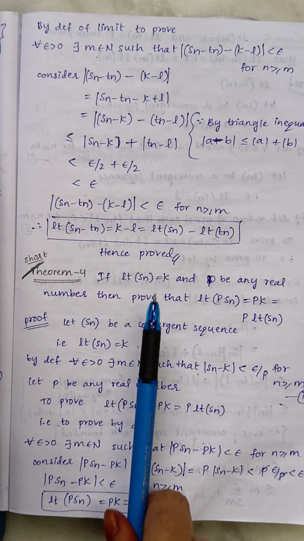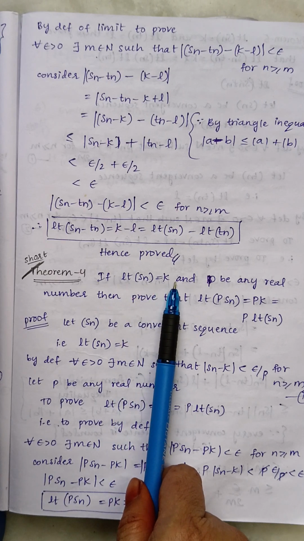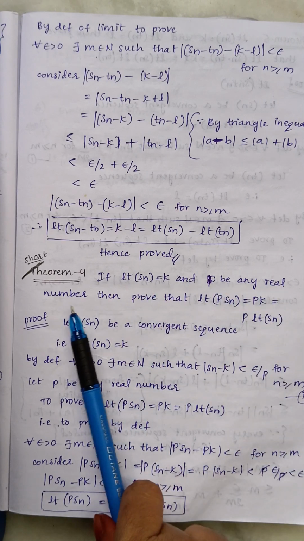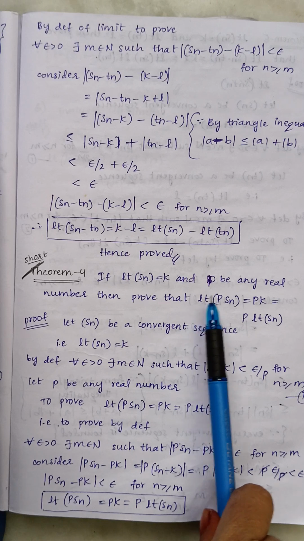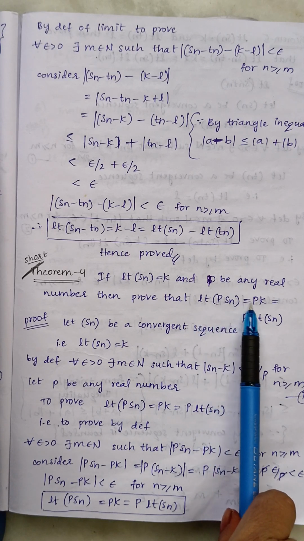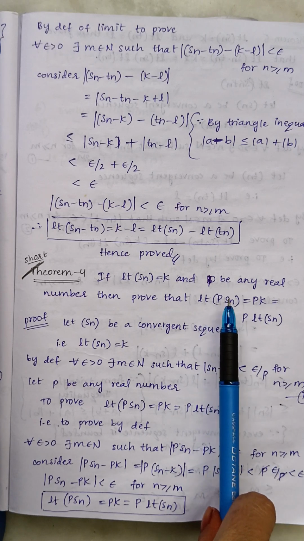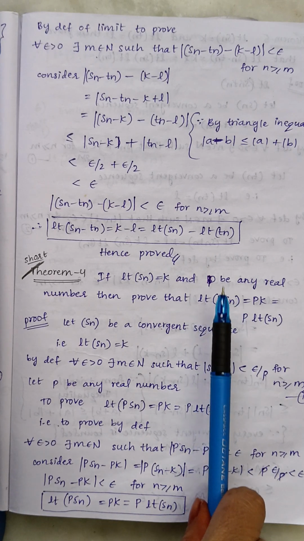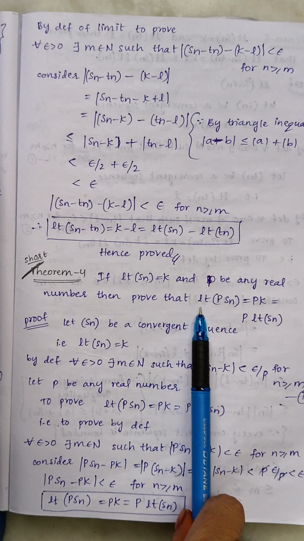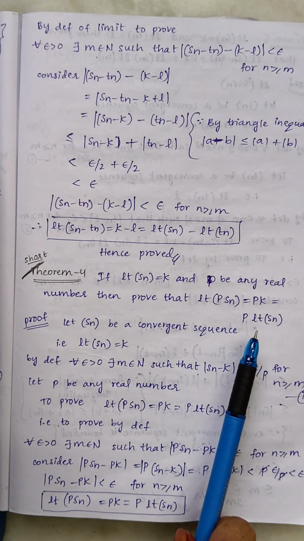Similarly, we can prove another theorem. Limit of Sn equals some finite value k, and p is any real number that is given. Then prove that limit of p into Sn can be written as p into k, which is nothing but p into limit of Sn. That means, constant into any sequence: when you are applying the limit, take the constant outside, then apply the limit to the sequence. This we need to prove.